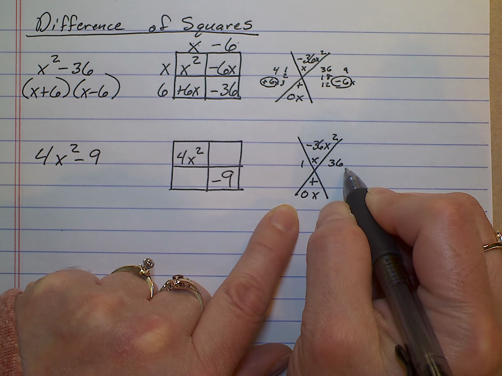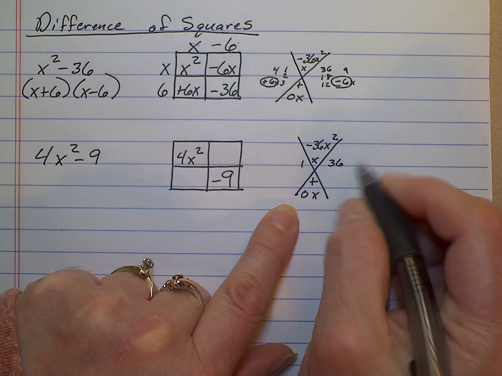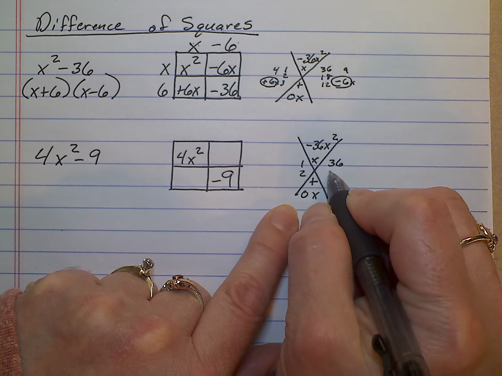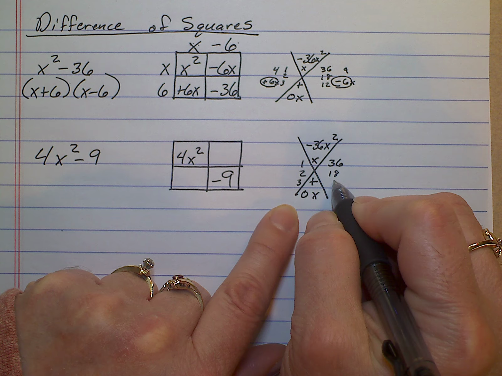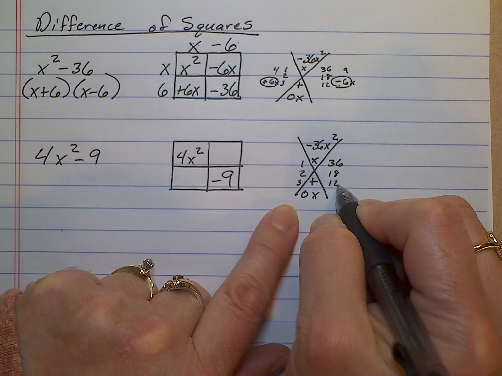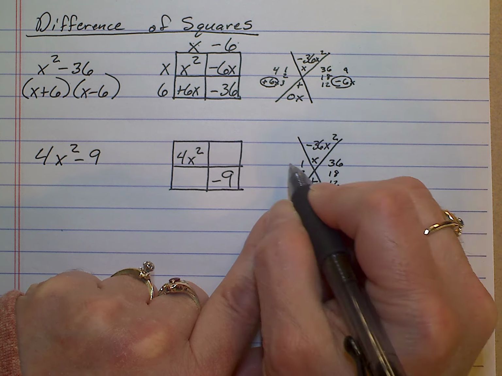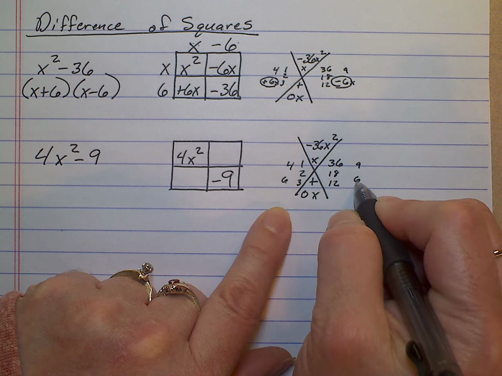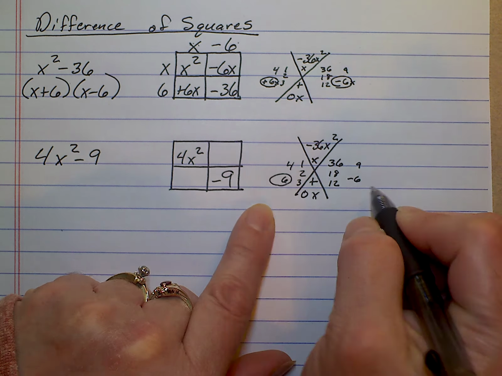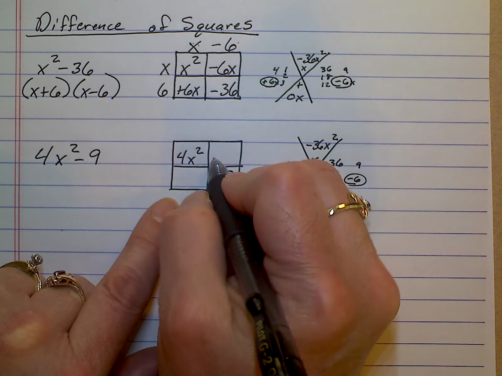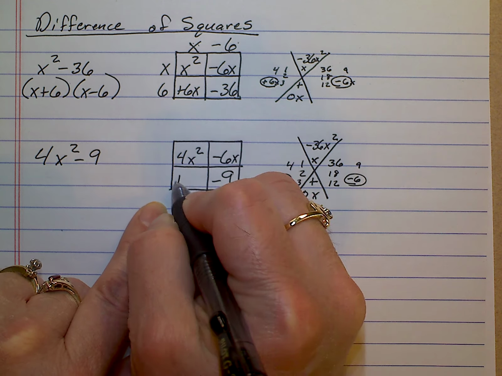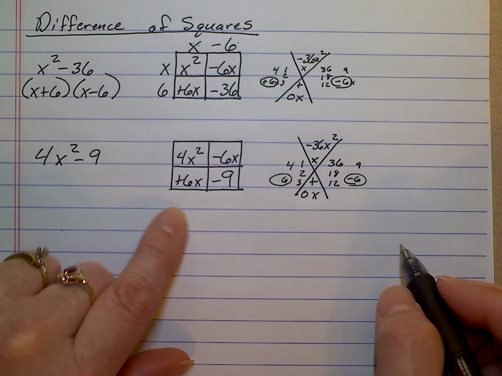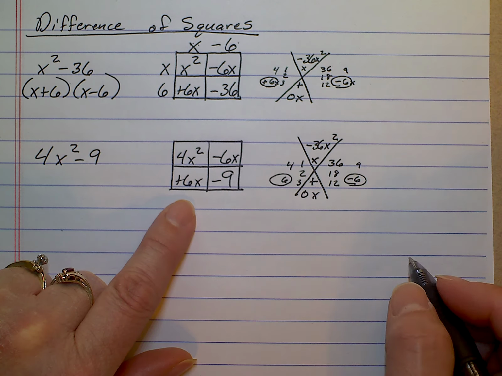1 and 36, or 2 and 18, or 3 and 12. These are not adding up to 0, are they? 4 and 9, 6 and 6. Remember those? That's happening for us again. I did not mean to do that two times in a row, but this one's different.